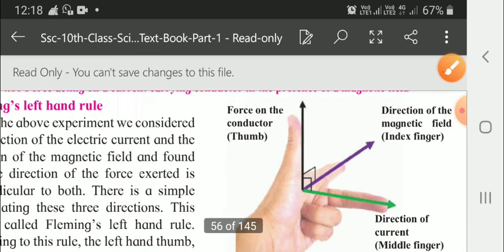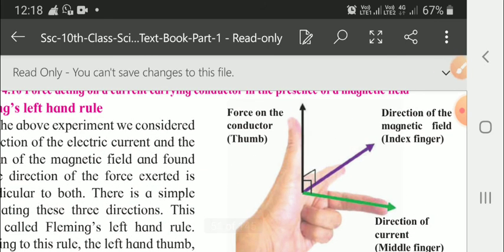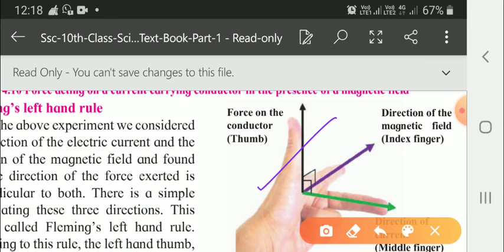So here we can understand this way. In this experiment we considered the direction of electric current and the direction of magnetic field, and we found that the direction of force exerted is perpendicular to both. So we can see here, this is the direction of magnetic field and this is the direction of current, but this is the force that is perpendicular to both.